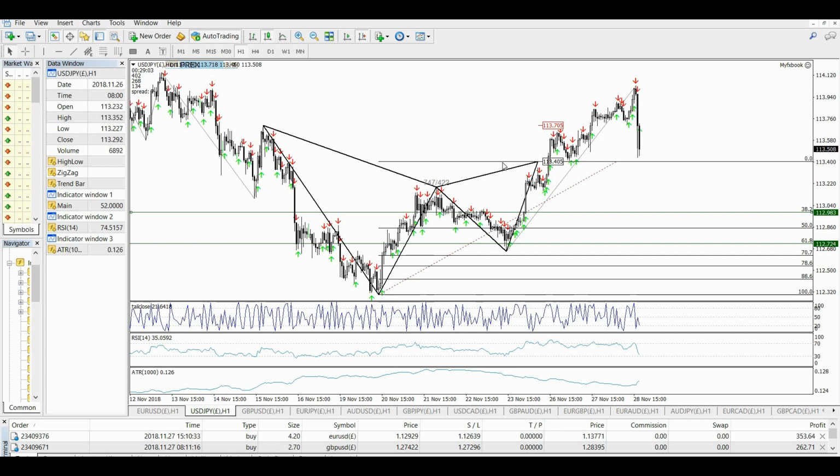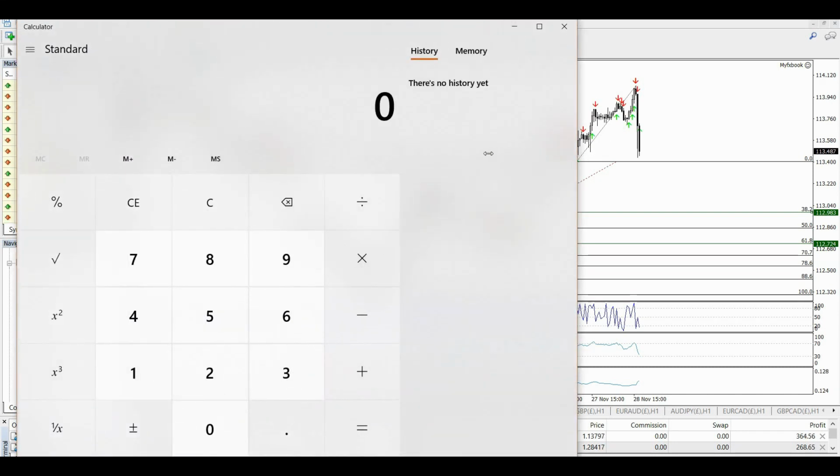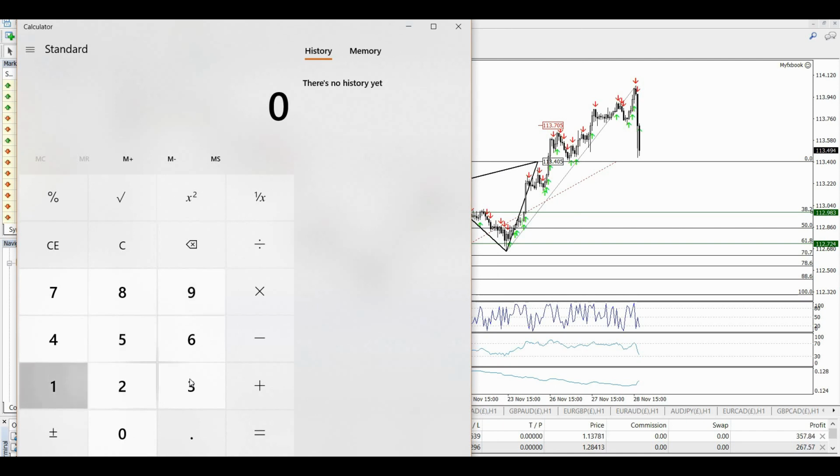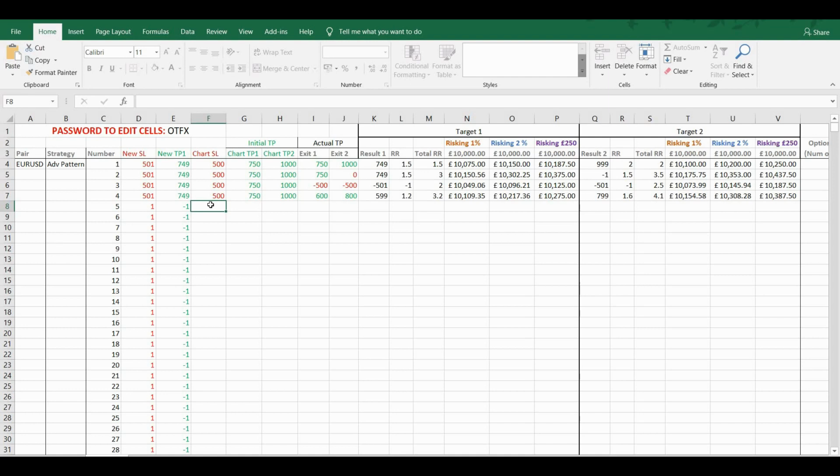So if you were to set a limit order at this level here, 113.405, and stop loss at this level here, 113.705. So the total stop loss value is going to be 113.705 minus the entry 113.405, 0.3, so 300. We put that in here, 300 as our stop loss.